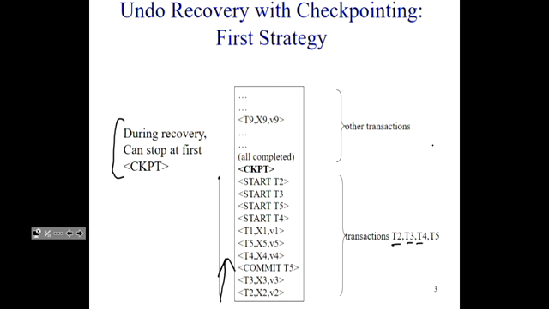Then do I undo the effect of T5? You can skip it, right? Because T5 is committed, so I don't need to worry about this. T1, I will need to undo it. And these are all start transaction statements, so I don't need to worry about that. Then now I've hit the checkpoint, so I'm done, right? Okay.